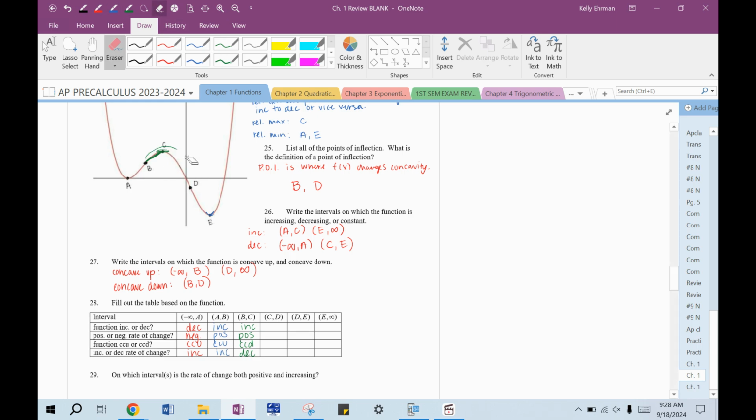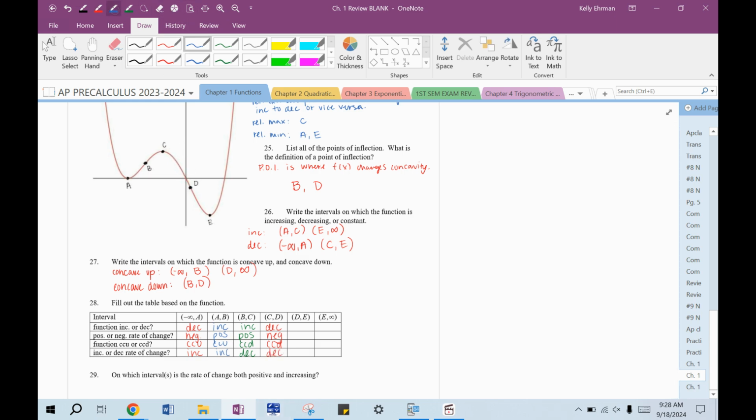All right, let's get on to the next section. Oh, I highlighted the wrong section. Sorry. C to D, right here. C to D is decreasing, so negative. That portion of the graph is concave down, and that means that the rates of change are decreasing.